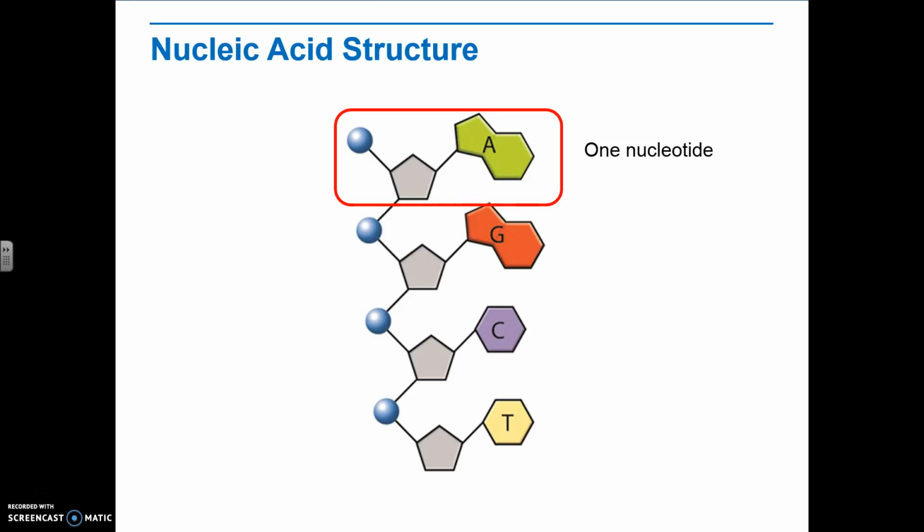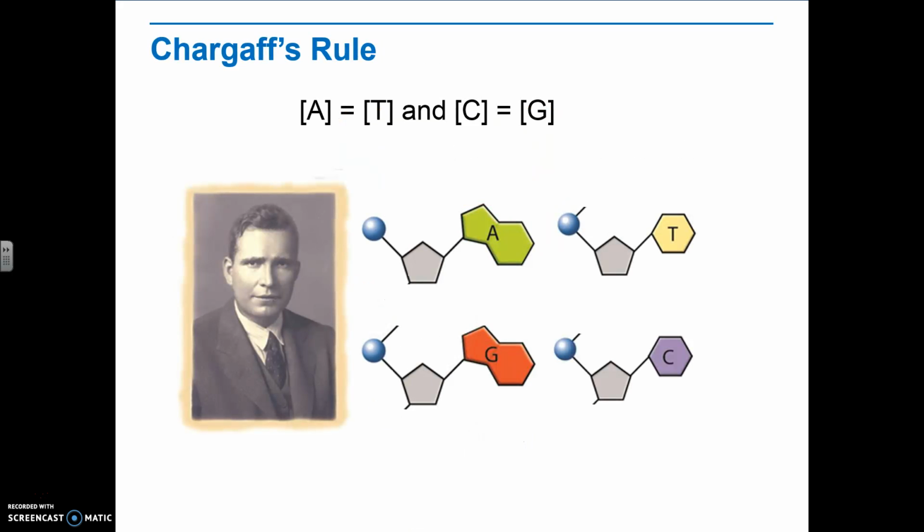So in this diagram, you can see that there are actually 4 different nucleotides. And again, the nucleotide is the smallest unit or building block of a nucleic acid, such as DNA. The black lines that you see connecting the sugar and the phosphate group, these are covalent bonds that attach the nucleotides together. Chargaff was a scientist who the rule was named after, Chargaff's rule.